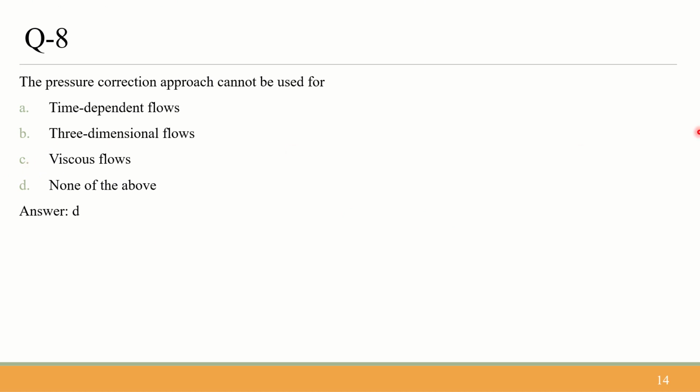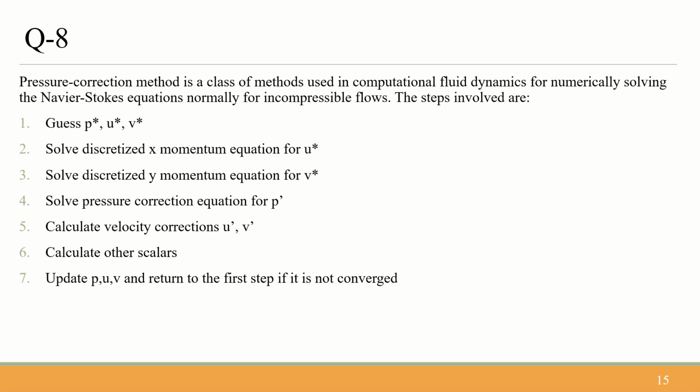So yeah, we'll go to question 9. Okay, before that, just a brief explanation. Pressure correction method is a class of methods used in computational fluid dynamics for numerically solving the Navier-Stokes equation, normally for incompressible flows. So what is it? It is a method used for getting solutions for the Navier-Stokes equation in incompressible flow problems.